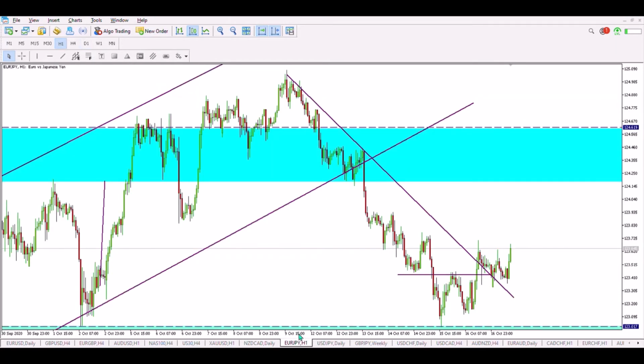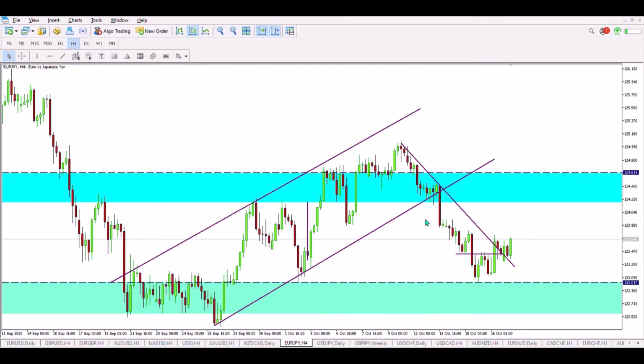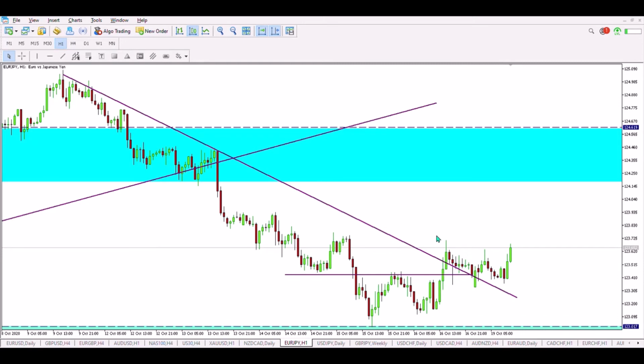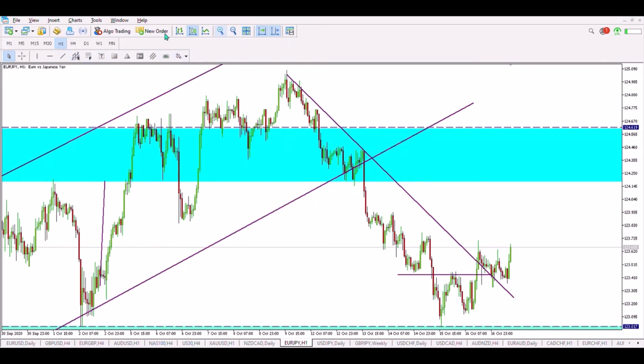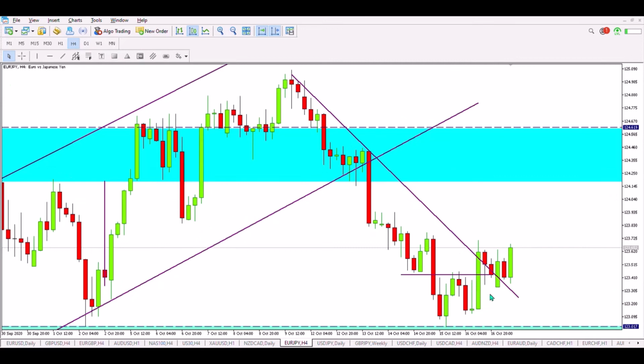Euro JPY. Now here it's interesting because we had a very strong downtrend from the last week, but it ended really interesting. Let's move to the 1 hour with this bullish move, which started breaking the downtrend. And we have a nice price action, this strong engulfing candle, which says that the price can continue to the upside.